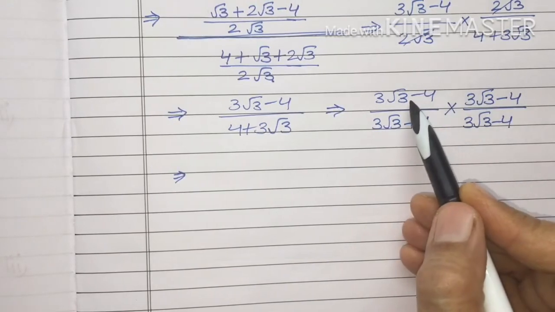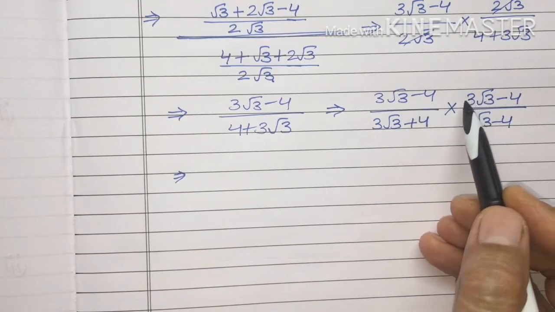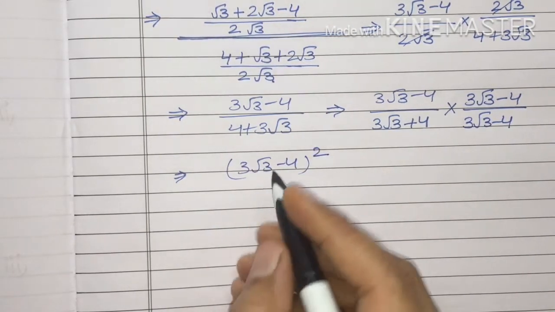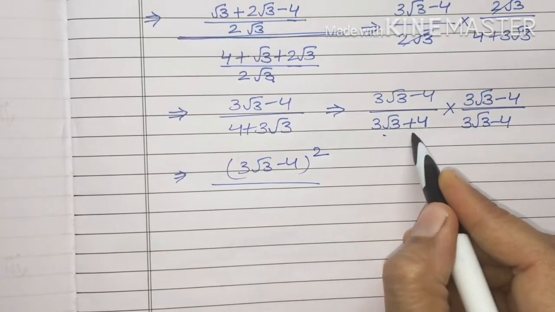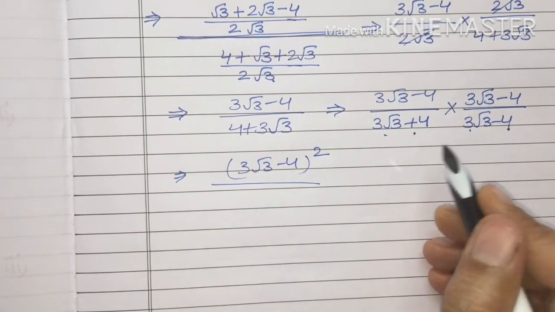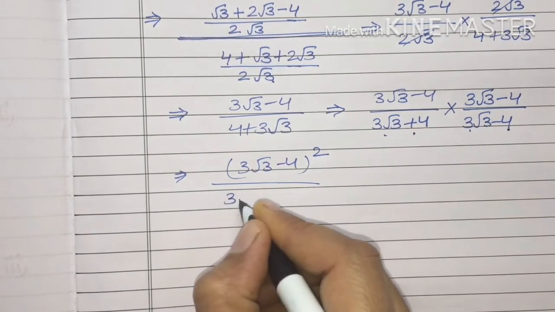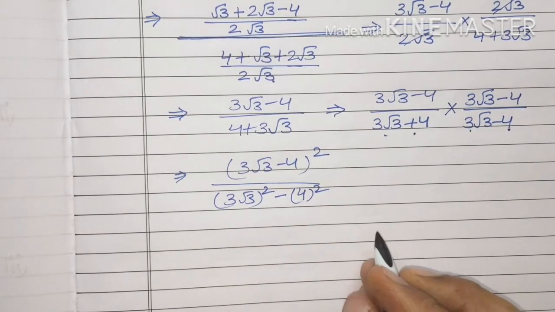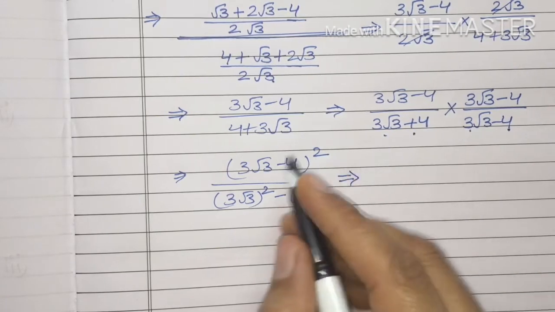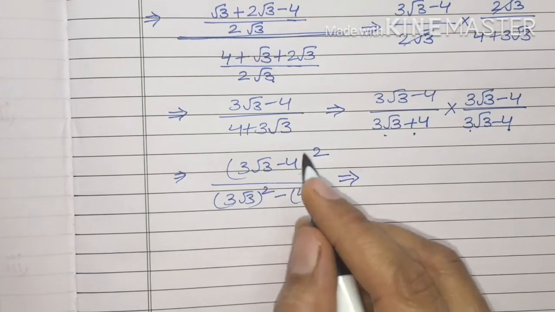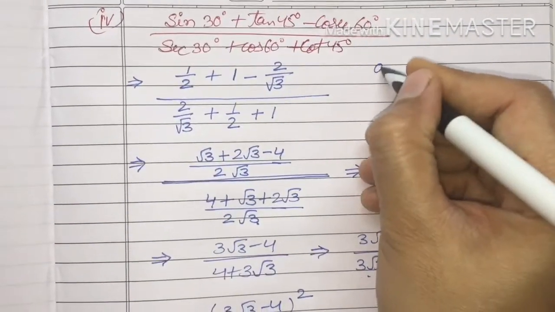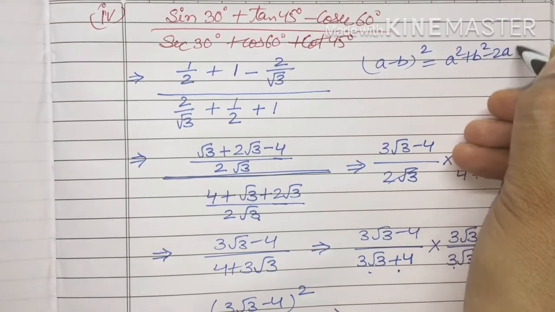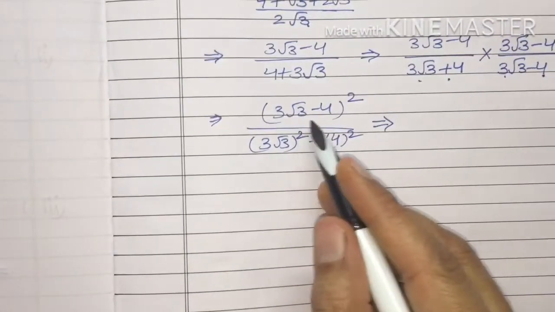So this is the same thing. So when we multiply the same thing 2 times, the square will happen. So 3 root 3 minus 4 whole square upon the down part, a plus b and a minus b. So same identity, a square minus b square. So a is 3 root 3, square of that, minus b is 4, square of 4. Then up in the numerator one identity is there, a minus b whole square. So a square plus b square minus 2ab. We will use this a minus b whole square.